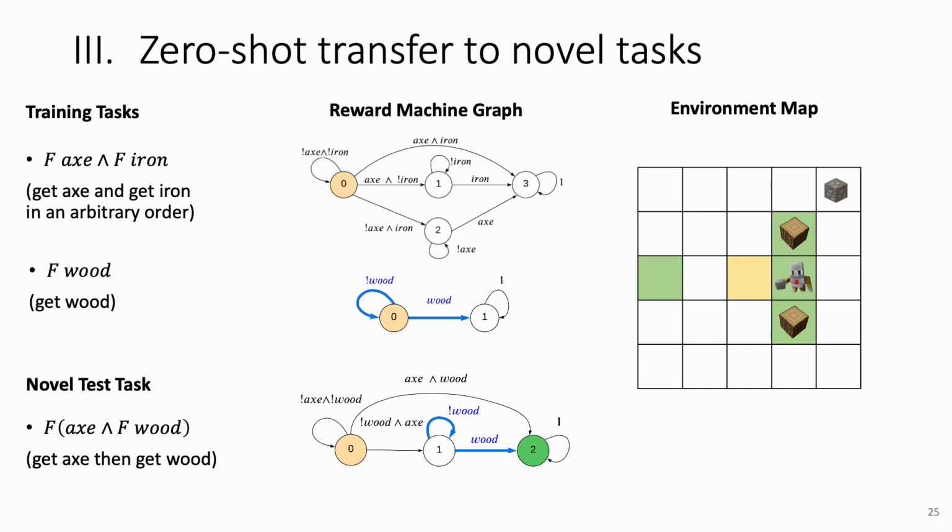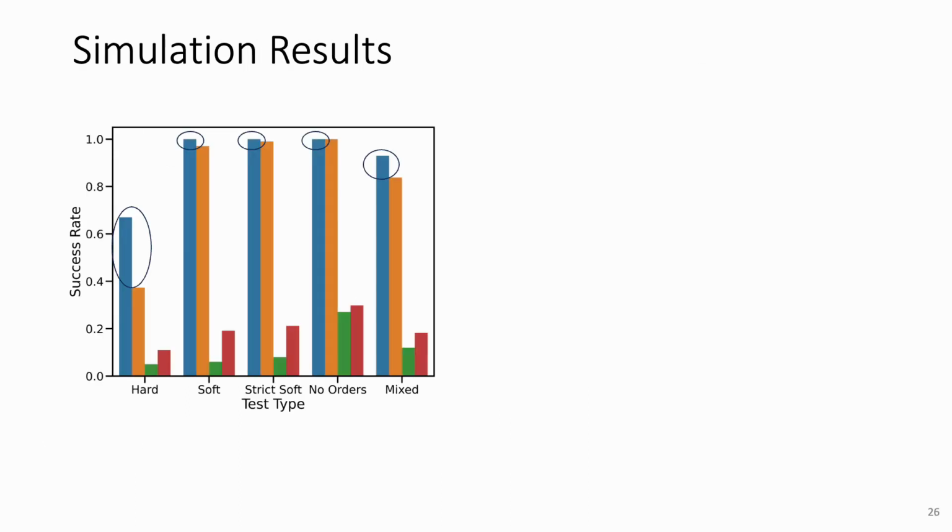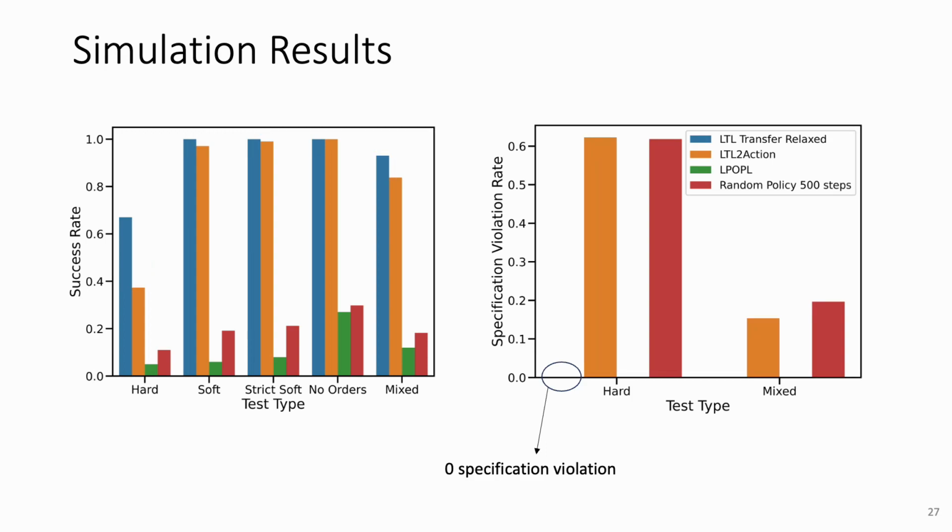During execution, LTL-Transfer aborts whenever the learned options are not sufficient to solve the test task, to preserve safety guarantees. Results in simulation show that compared to previous methods, LTL-Transfer achieves higher success rate across different test tasks and never violates the safety constraint.